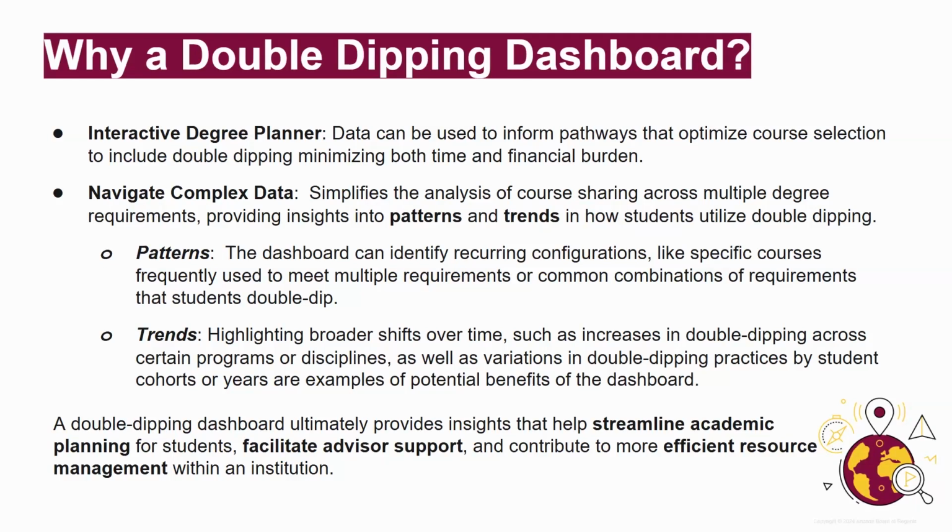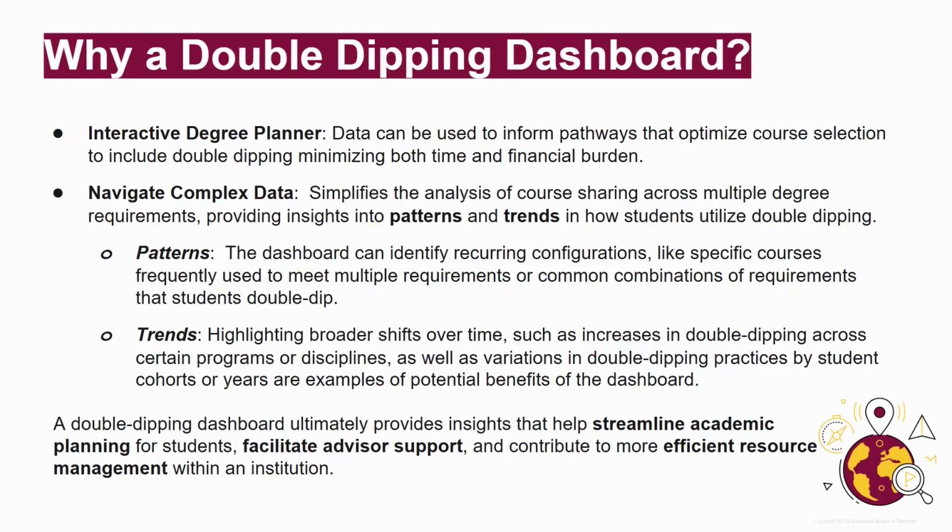What prompted the double dipping dashboard? There's actually two interconnected use cases, the first being IDP. IDP is the interactive degree planner tool that is currently being designed to help students craft a personalized degree plan. The project is ongoing, and it was our belief that the dashboard could really help to inform on pathways that optimize course selection that will include double dipping, which could hopefully help minimize a student's time and financial burden. The second reason is basically the complexity of the DARS data.